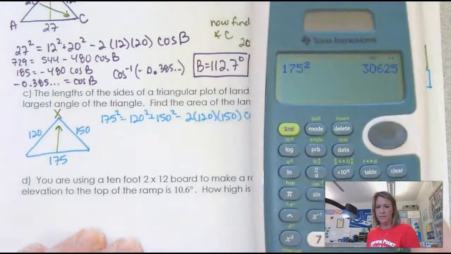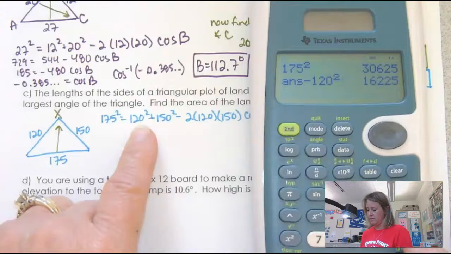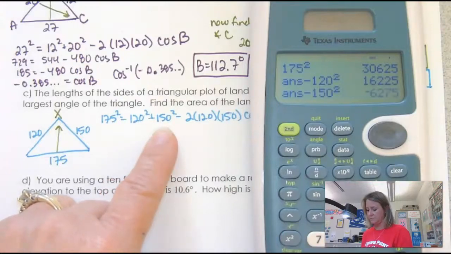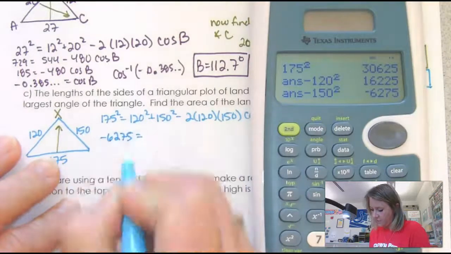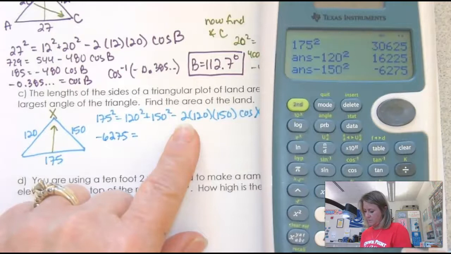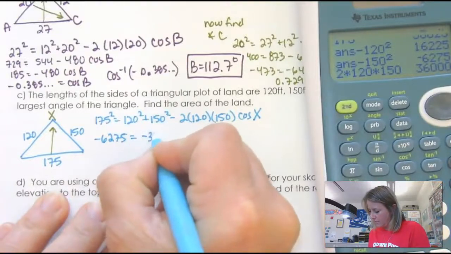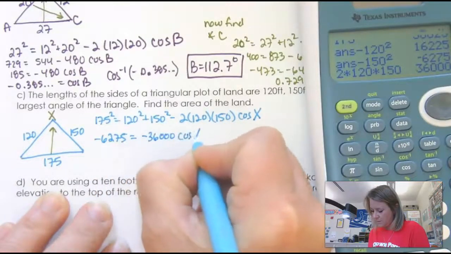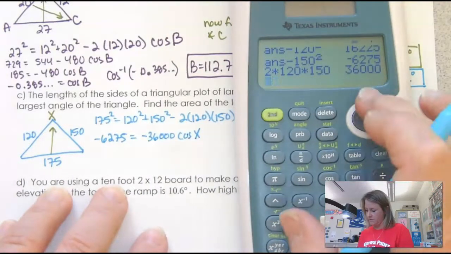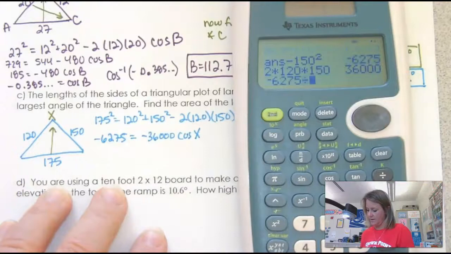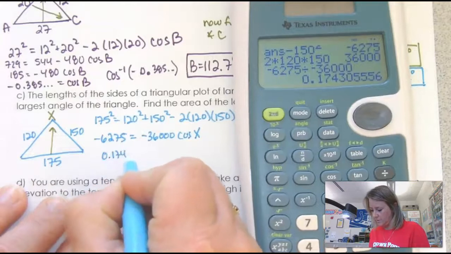175 squared is that. I'm going to go ahead and do minus 120 squared because I would subtract that. Minus 150 squared. So here's where I'm at. I'm at negative 6275 equals 2 times 120 times 150. So negative 36000. So you could probably do even more of that in your calculator. So negative, okay, let's just go like that. There's that number divided by negative that number gives me 74.